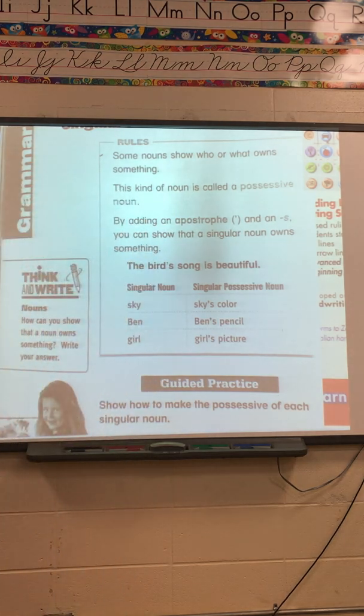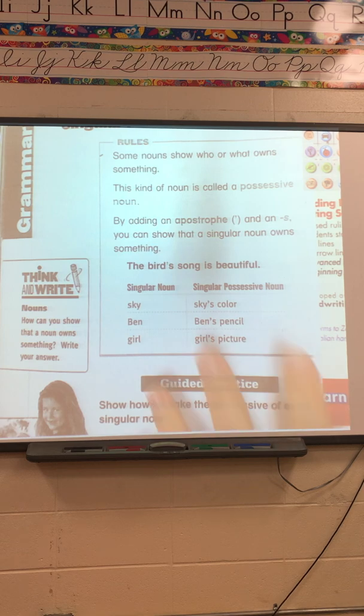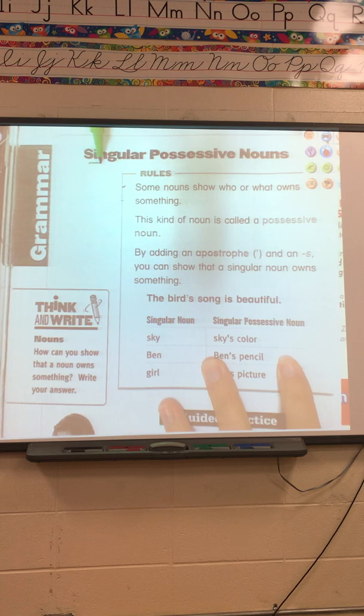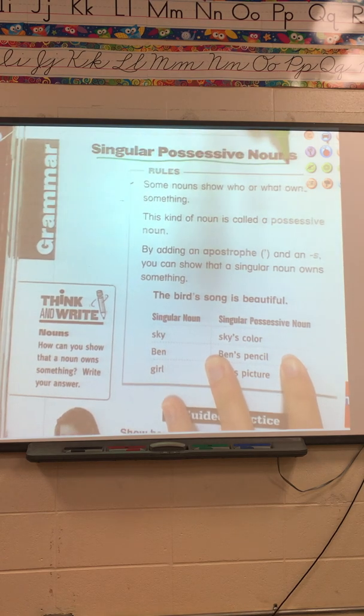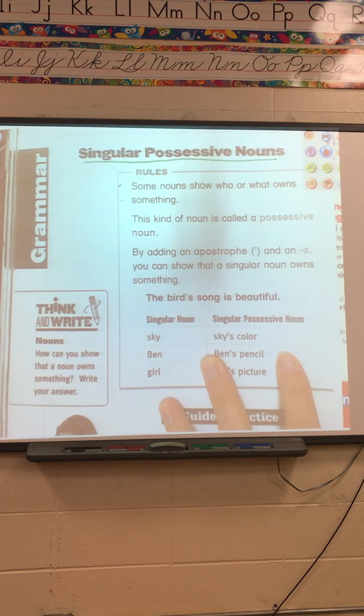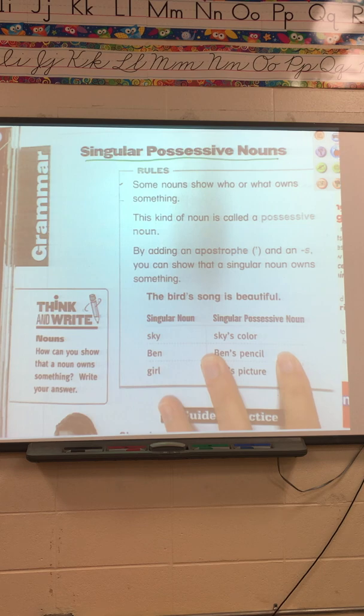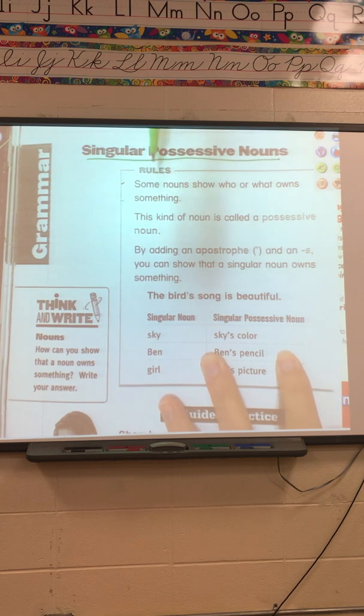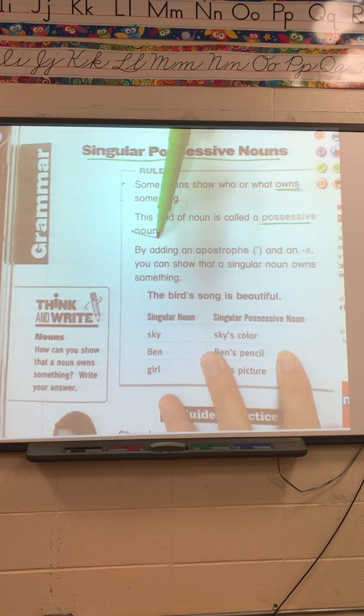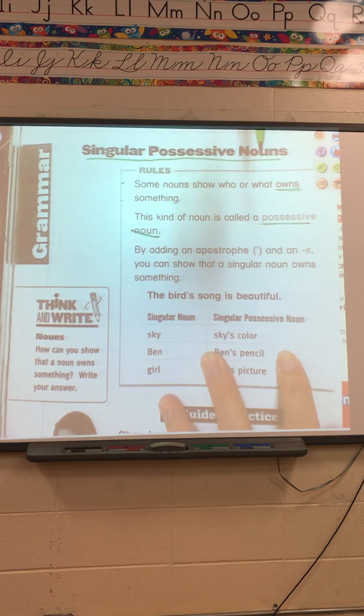So get out these papers. Let's talk about this. We're talking about singular possessive nouns. Some nouns show who or what owns something. We're talking about ownership. This kind of noun is called a possessive noun. A possessive noun shows ownership.